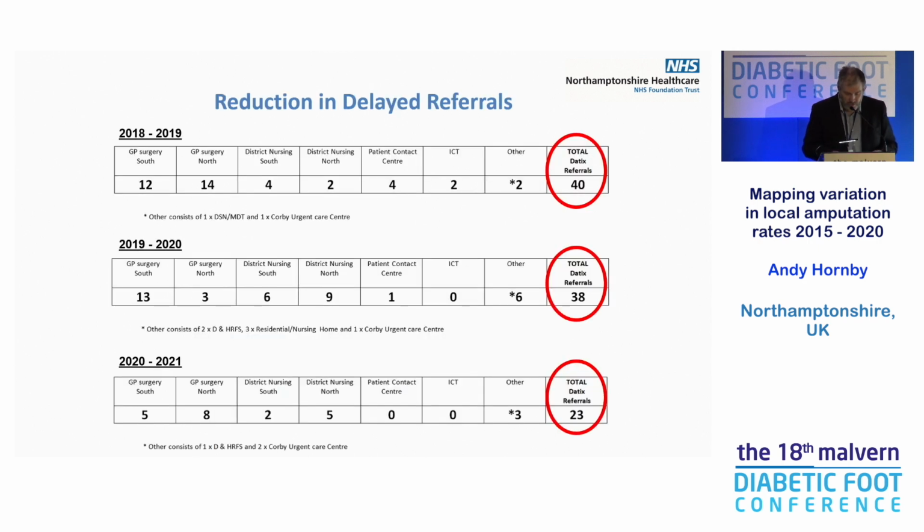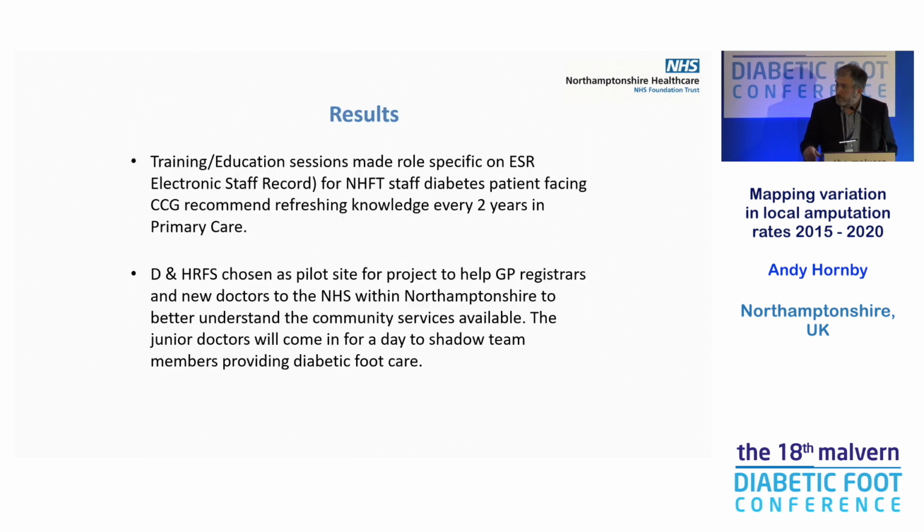As a result of these targeted interventions, we have also highlighted improvements in delayed referrals across the service, as you can see from the red ringed areas, with the total numbers of delayed referrals from allied health professionals having reduced year on year as per that slide. Training and education sessions have been made role-specific on the electronic staff record for NHFT community staff who are diabetes facing.